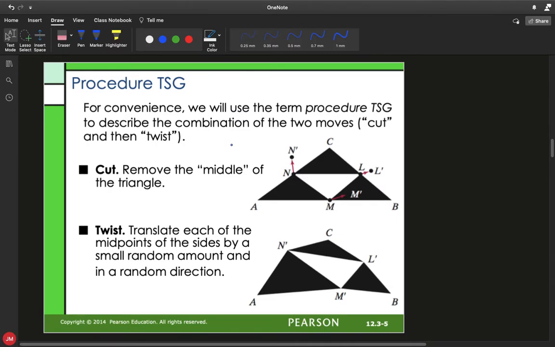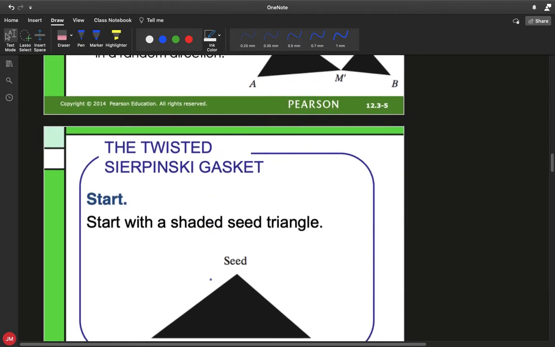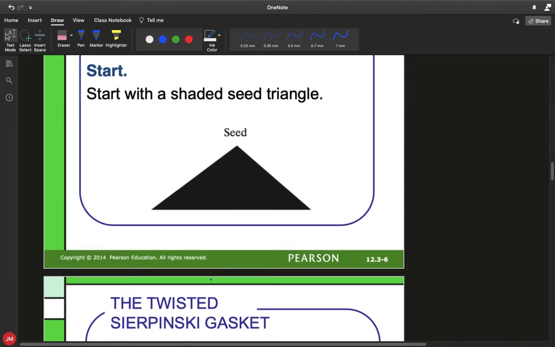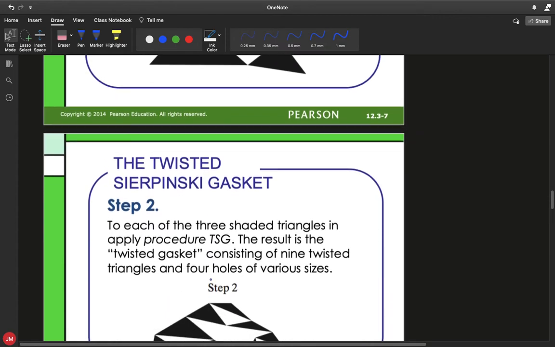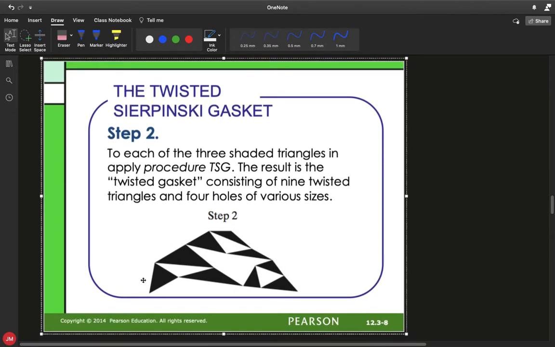For convenience, we'll use the terminology TSG to describe the combination of your two moves, which are the cut and then also the twist. So again, with this procedure, you cut out that triangle with your midpoints and then twist the triangle by moving each of those midpoints a small random amount in a random direction. Pretty easy to think and see what's going on. Obviously, you'll start with your seed triangle. Step one is we twist, and then in step two, we just repeat the process.